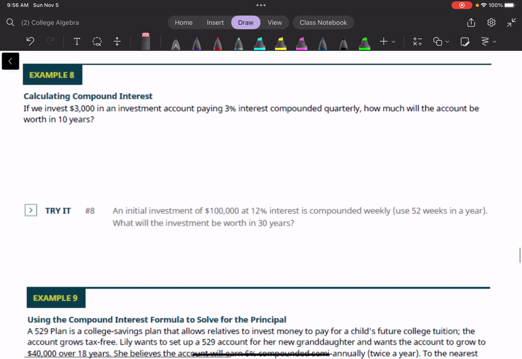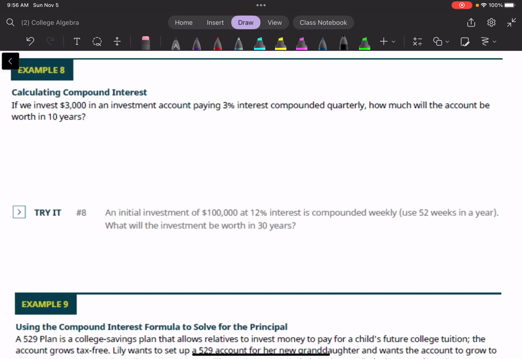The first example says that if we invest $3,000 in an investment account paying 3% interest compounded quarterly, how much will the account be worth in 10 years? One of the first things I like to do is get a handle on what all of the information I'm being given is. The time is 10 years. The rate as a decimal is 0.03, or 3%. N equals 4, because when we're compounding quarterly, that means 4 times a year. And finally, P, the principal, is $3,000.